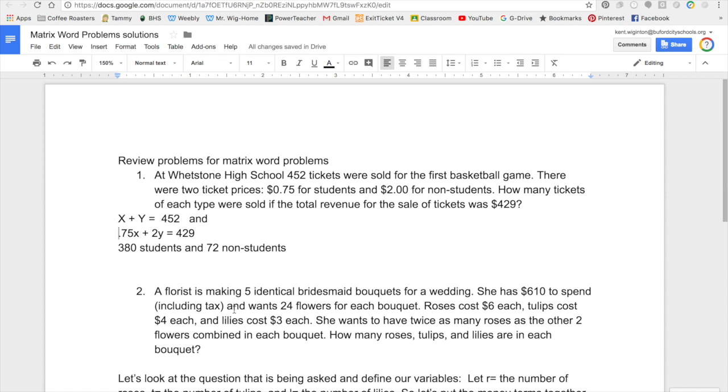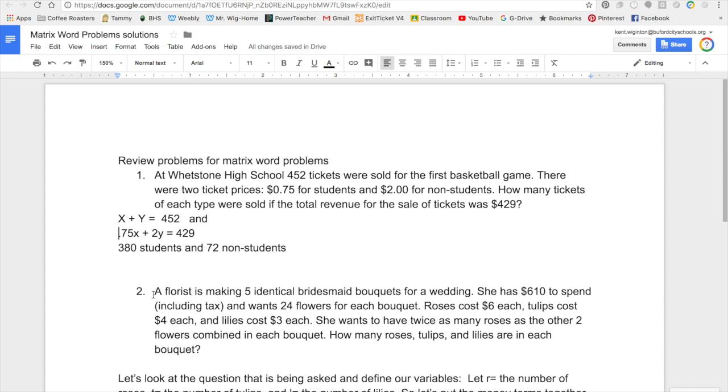The other question is a little bit more involved. Here again, we're back to three variables. Number 2 says, a florist is making 5 identical bridesmaids bouquets for a wedding. She has $610 to spend and wants 24 flowers for each bouquet. Roses cost $6 each, tulips cost $4 each, and lilies cost $3 each. She wants to have twice as many roses as the other two flowers combined. How many roses, tulips, and lilies are in each bouquet?